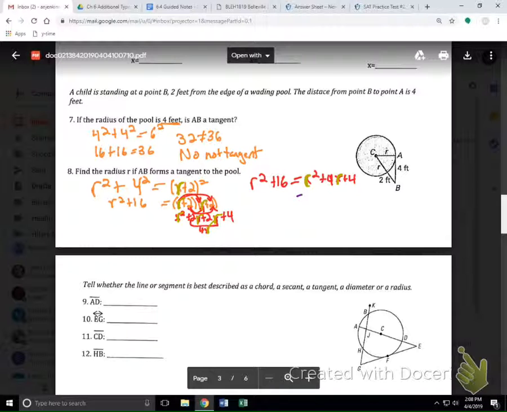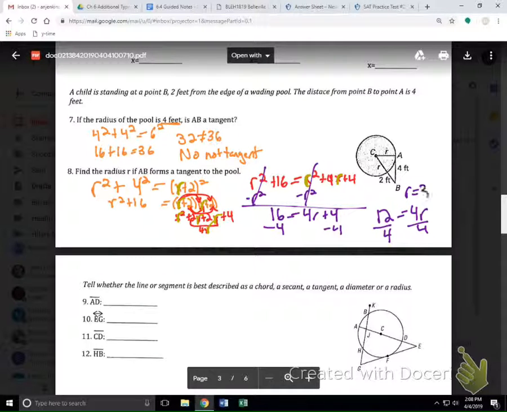So what you're going to do is subtract your r squared to the other side. They cancel out. You end up with 16 equals 4r plus 4. You're going to do what with that 4? Yep, subtract it over. That gives me 12 equals 4r. Divide by 4, and I think I heard Mike say it. R equals 3. So your radius would have to be 3.